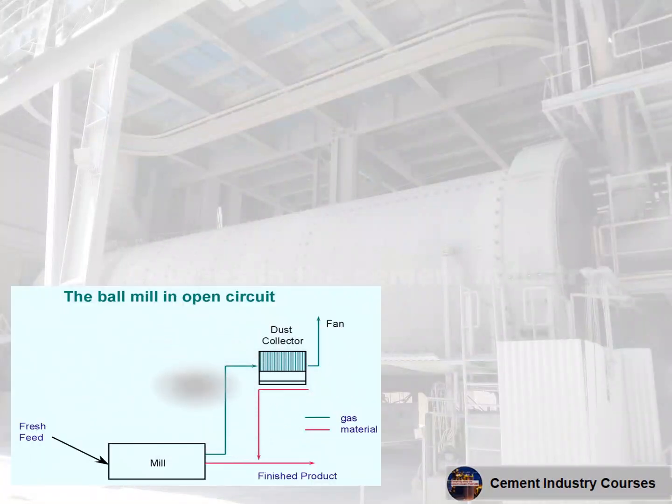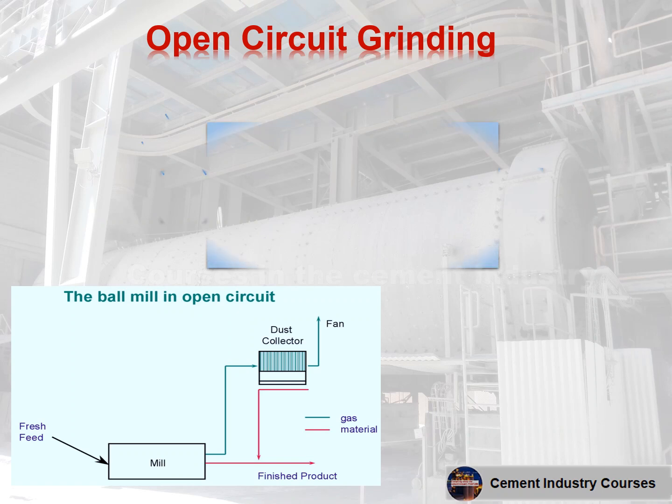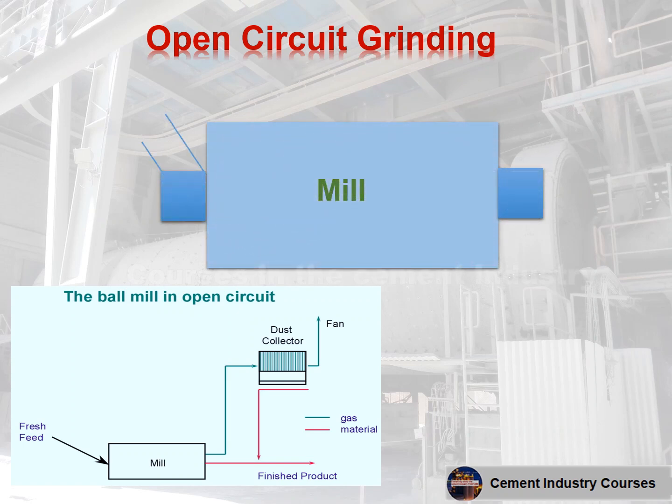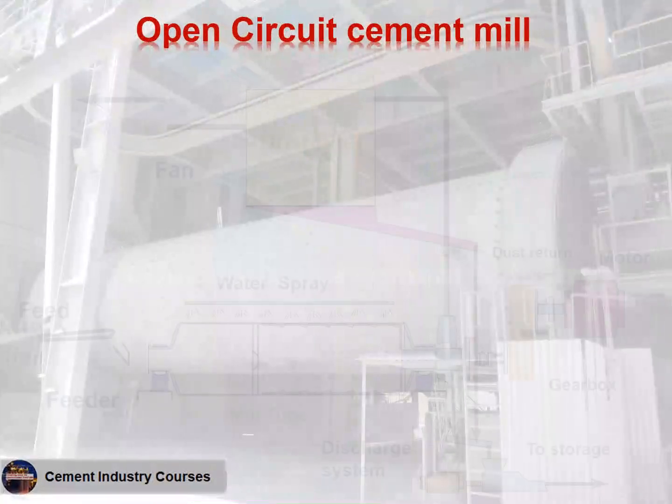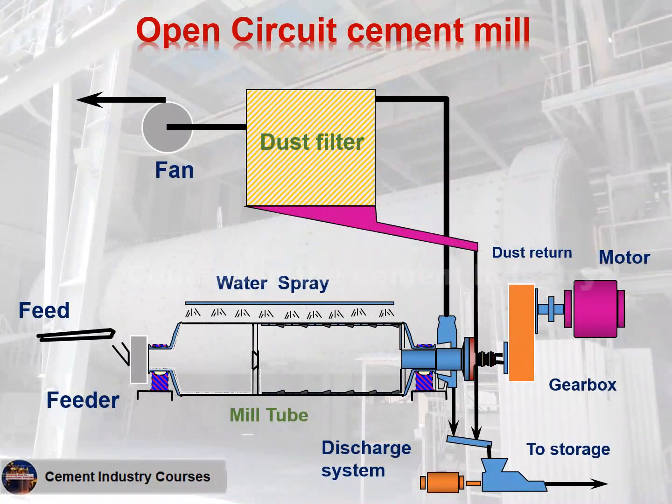There are two methods of operation of tube mill. Open circuit grinding. Closed circuit grinding. 1. Open circuit grinding. The simplest grinding circuit consists of a ball mill. Feed. Finish product. The flow sheet shows the actual layout. Open circuit grinding consists of mill tube, feeder, water spray, discharge system, dust filter, fan, to storage, dust return, main drive.